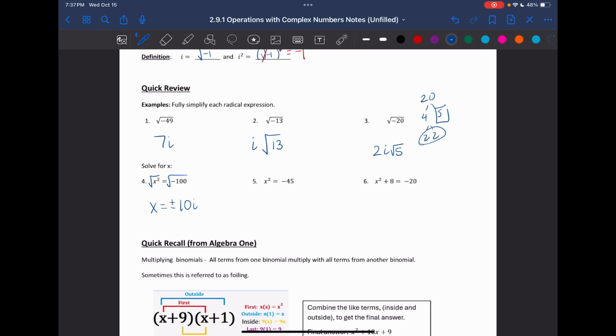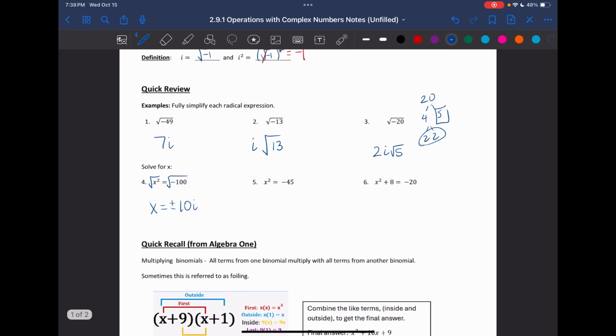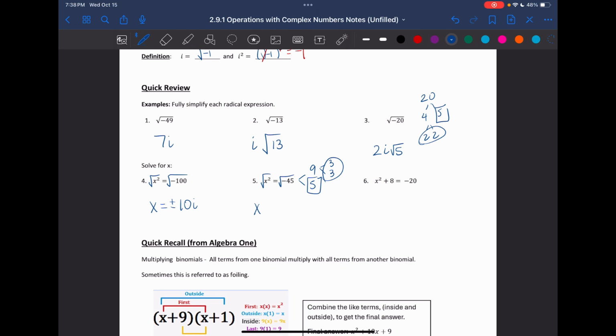For number 5, similar idea, just take the square root. However, 45 can break down, and it's not a perfect square, so we break it down into, one option is 9 and 5. 9 can break down into 3 and 3. So 3 and 5. So x equals plus or minus the pair, which is 3. It was originally negative, so i, then radical 5.